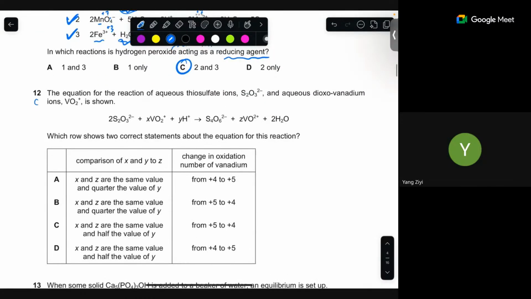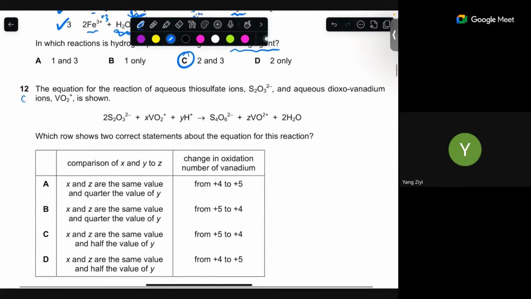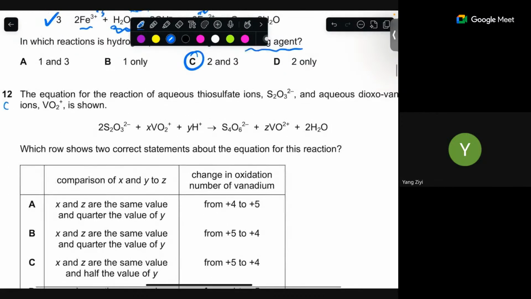Now, the equation for the reaction of thiosulfate ion and the aqueous dioxovanadium ions is shown in the equation. Which row shows two correct statements about the equation? First of all, let's try to balance it first, rather than looking at the answer. So how to balance? This is going to be trying to balance using oxidation number.